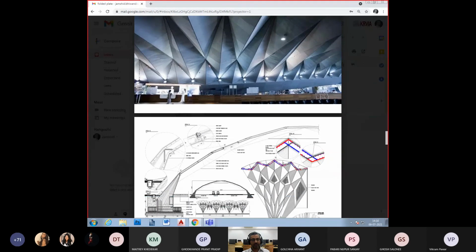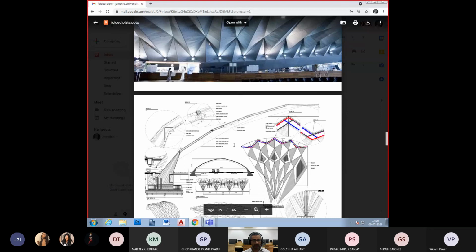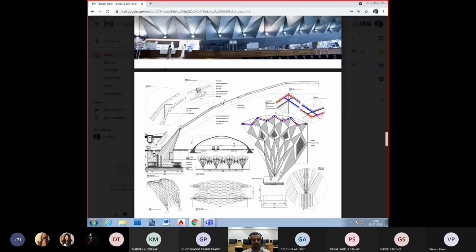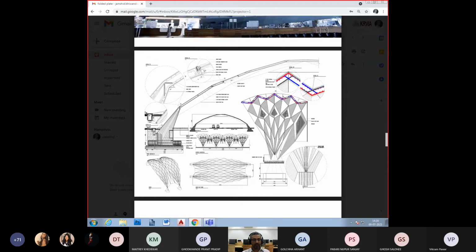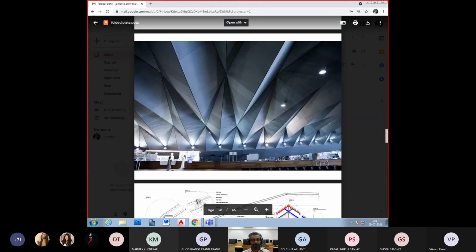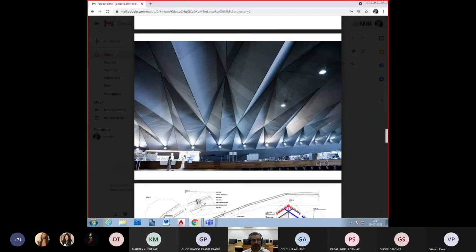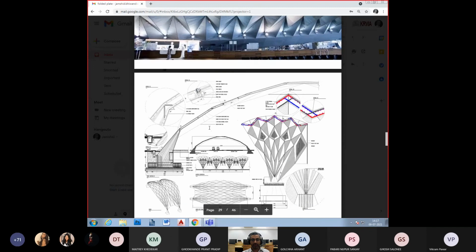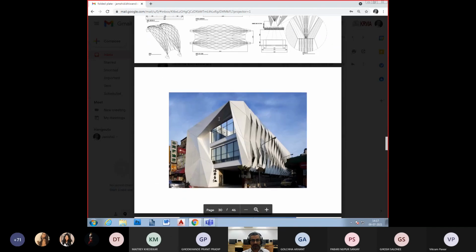You can see these undulating forms that come out of folded plates. These are some of our students' work again on infrastructure railway station projects that comprise multiple folded plates that come together to form these forms. You can see how they punctuate into each other, thereby contributing rigidity to the entire structure.